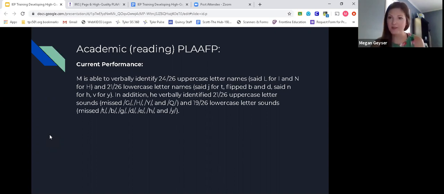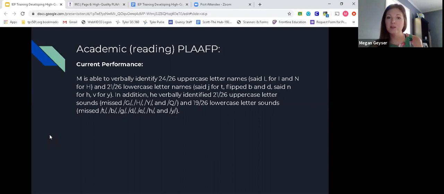I find this fascinating because we know B and D reversals are pretty common for our primary elementary friends. In second grade, it can still be a problem. Beyond second grade is when we get concerned. However, saying N for H, I find this, like I said, fascinating because they're very close in how they're formed and how they look. Same with V and Y.